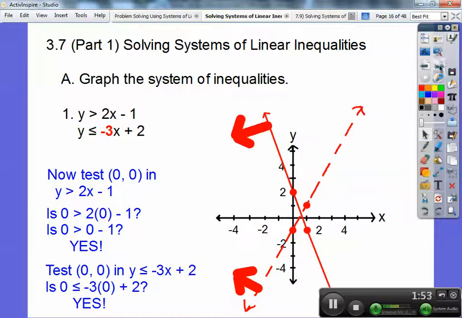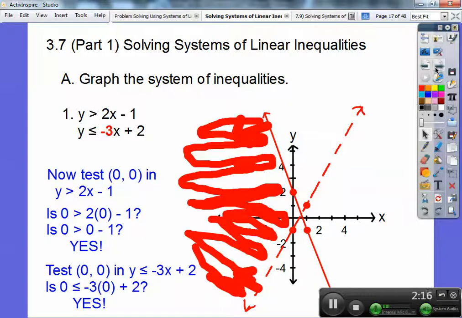Is 0 less than negative 3 times 0 plus 2? That's true, 0 is less than 2. So that's a yes. So since 0, 0 is on this side, I shade this side of the solid line. Okay, so it's going to be in this little pie-shaped place right here where those two shaded parts overlap. So there's the answer right there. Okay, all right, let's try another one here.